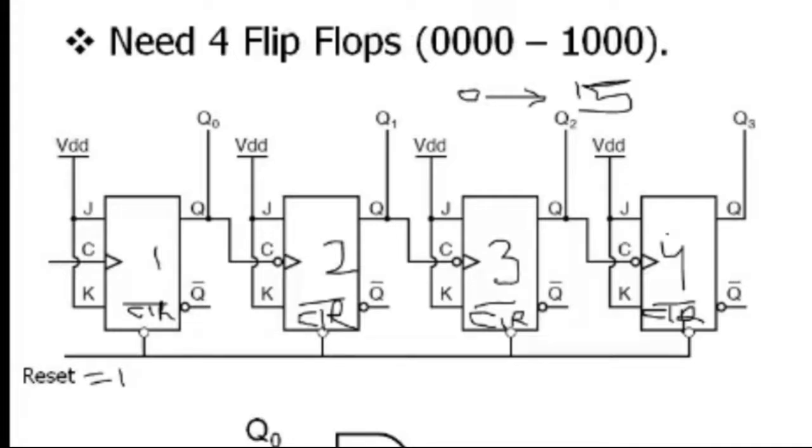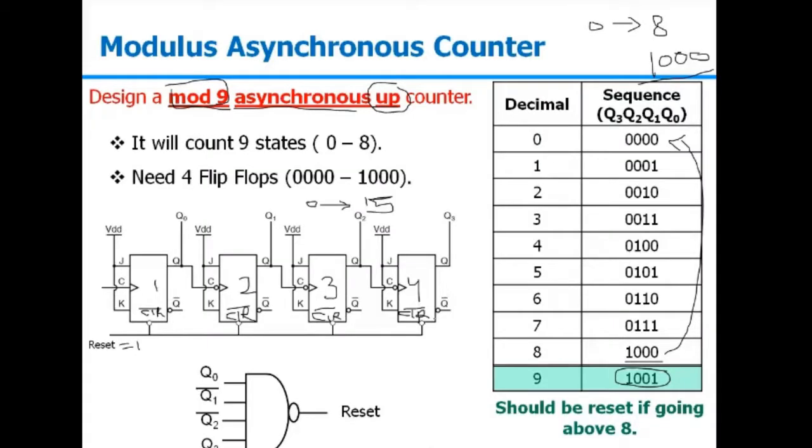Now when I'm saying it is a mode 9 counter, it is counting only 0 to 8, a total of 9 states. So whenever this 1001 comes, it should reset. Rather than counting 1001, it should be resetting. So what we need to do is use this clear input here. So we will be using some gate here in such a way that whenever this sequence comes, this reset should be active.